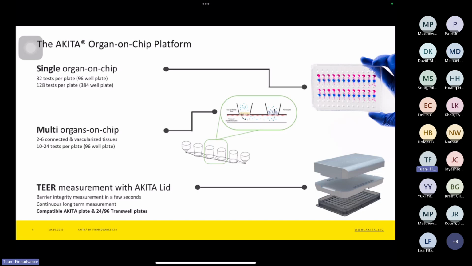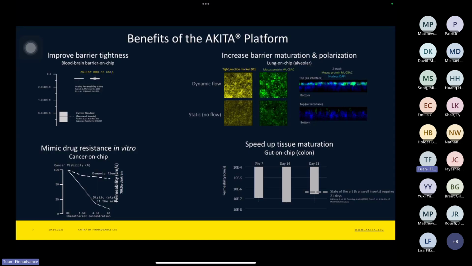It is compatible with our Akita platform, and it's also reverse compatible with the conventional 24 or 96 transfer insert plate as well. So in terms of the biological validation, what would be the benefits that we are bringing with the Akita platform?